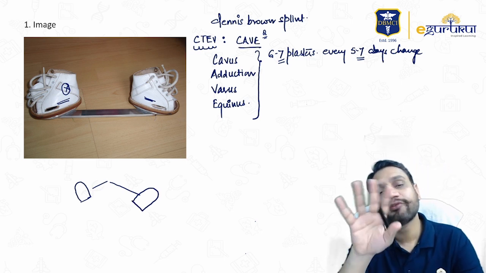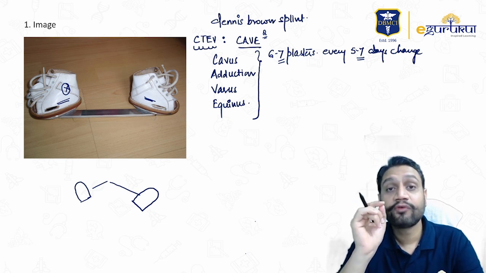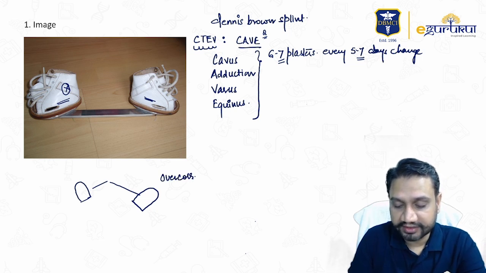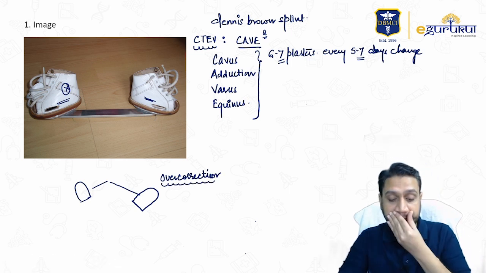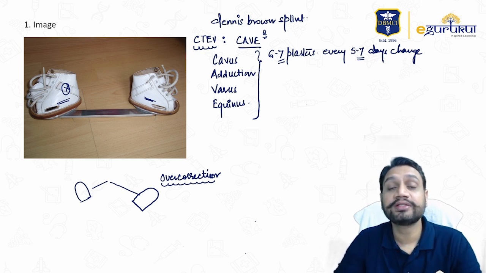Why do we want to keep the foot in abduction? Because we want to keep the foot in an over-corrected position. This is our principle of giving this Denis Browne splint. Over-correction is given in the foot in which you have just corrected the CTEV, right? So this is how the CTEV shoe, or the Denis Browne splint, is used in cases of CTEV. Right? Till when to give it?